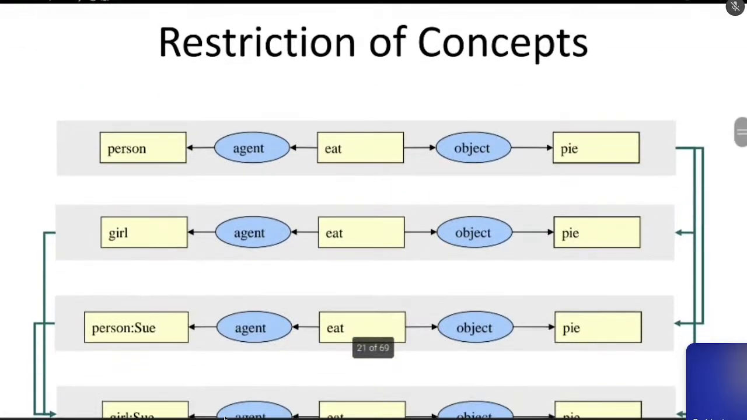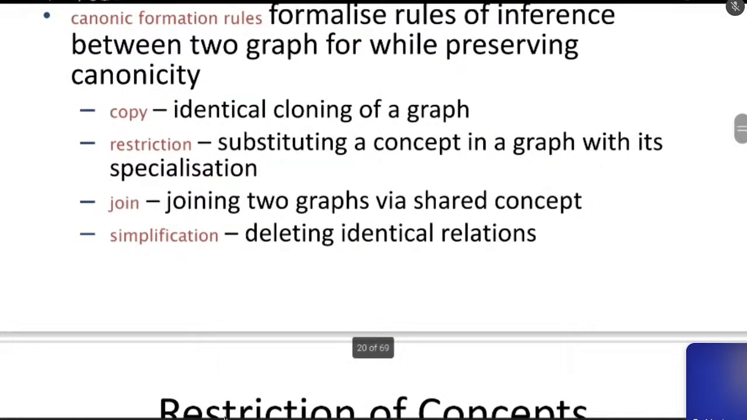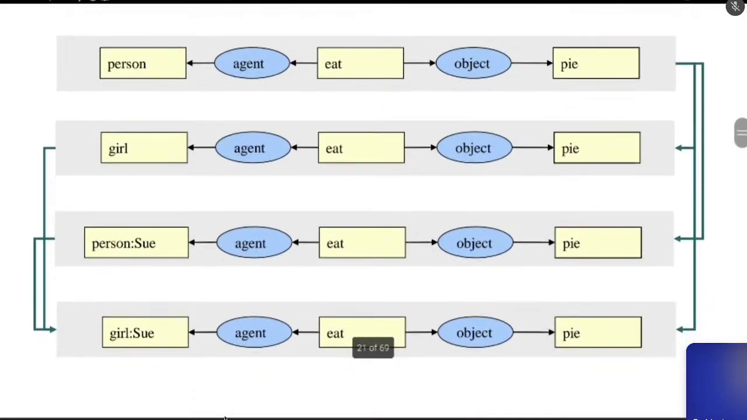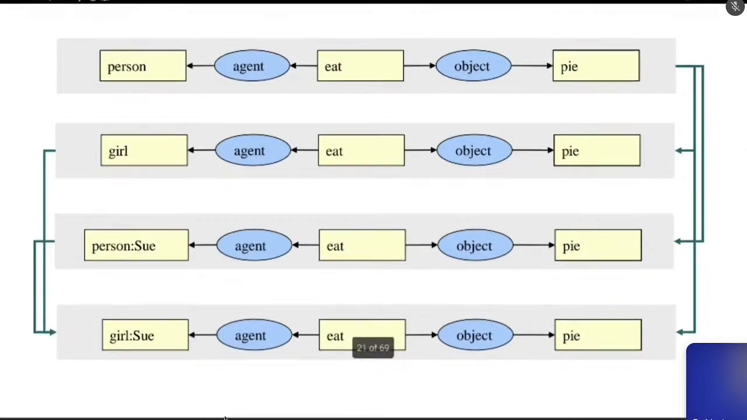Restriction of concepts. What is restriction? Substituting a concept in a graph with its specialization. There are four conceptual graphs in this slide in front of you. Look at the first conceptual graph. You have eat. Eat is performed by a person, so person is the agent of eating. And what is being eaten? Pie. So pie is the object of eating. Look at the arrows on the right side.